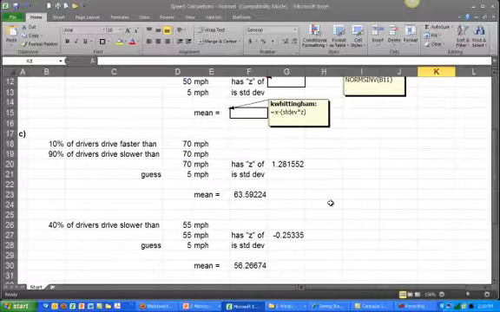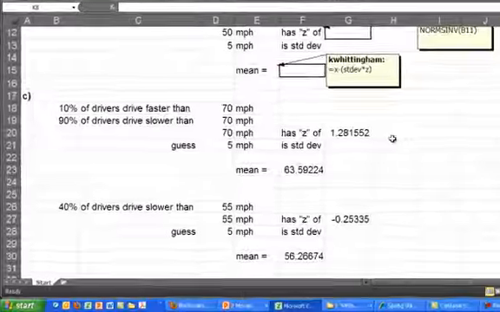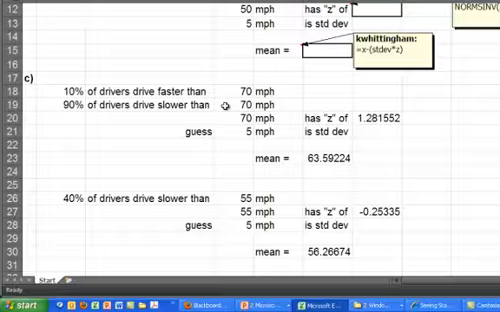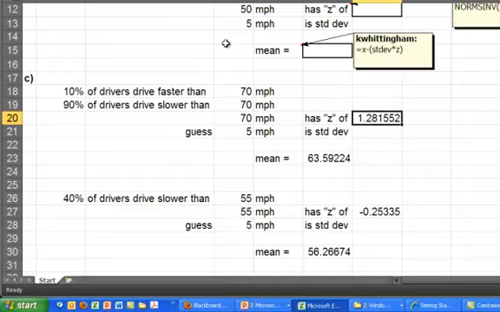Well, I've set this up so we can investigate this. Okay, same form as what we were doing before. 10% of drivers drive faster than 70 miles per hour, so 90% of drivers drive slower. The z-value corresponding to that 90% that drive slower is 1.28. We just used our norms inverse function on 90%. Same thing we were doing before.